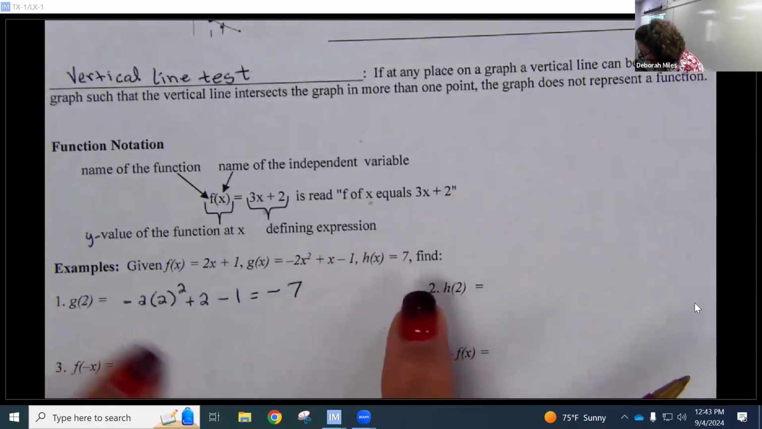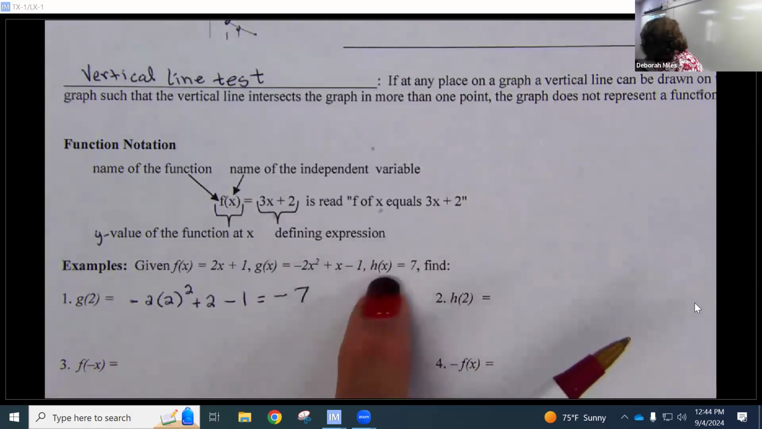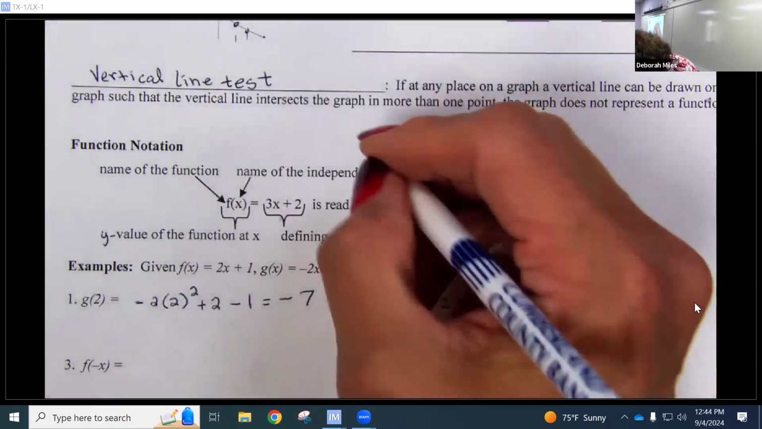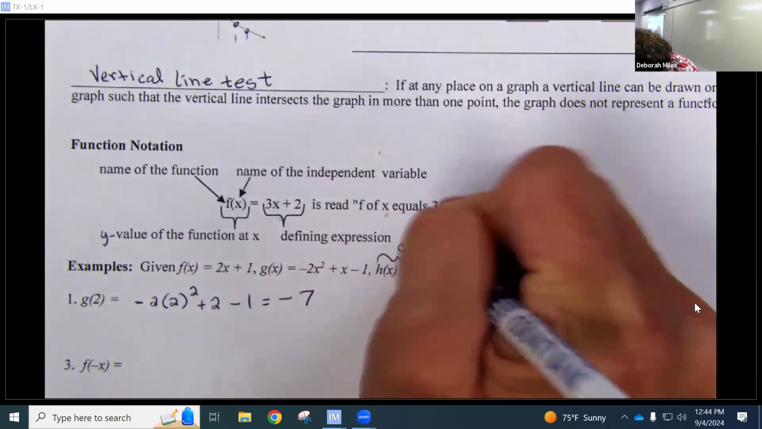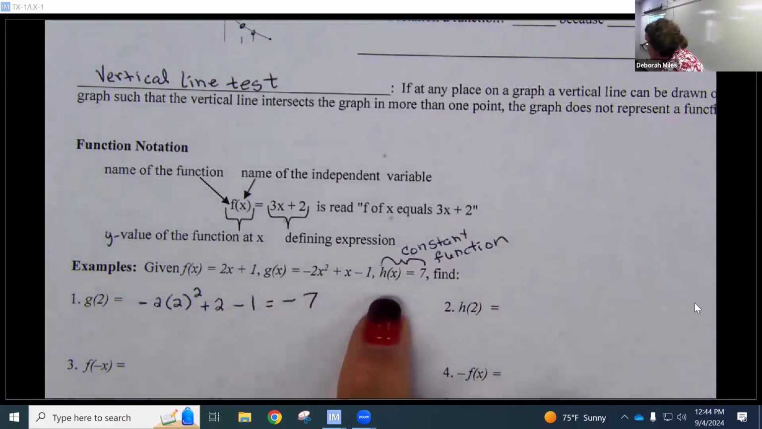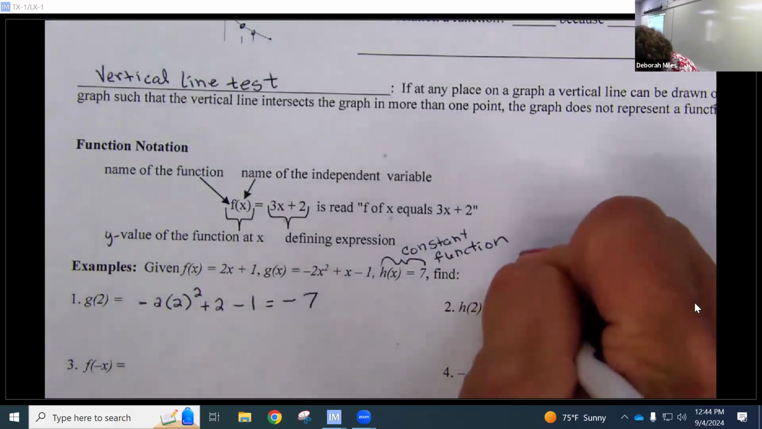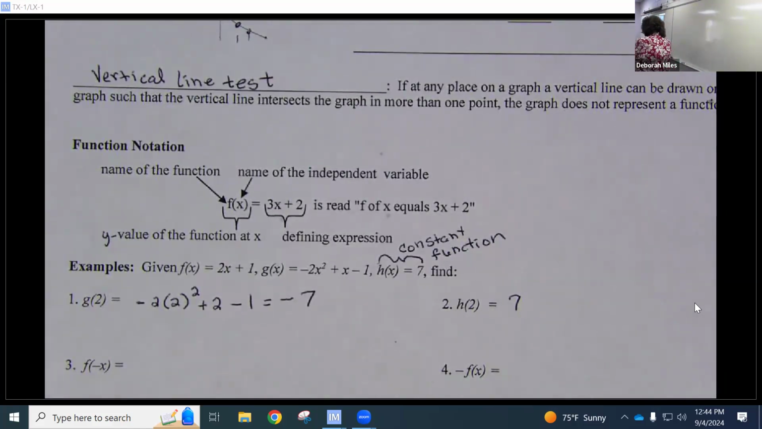Number 2 says find h of 2. That means put 2 in place of all the x's in the function h. Well, function h is a weird little function. Sometimes we call it the constant function, because no matter what you put in, h always spits out 7s. If you put in a 2, h will spit out a 7. If you put in a 3, h will spit out a 7. Anytime you have a function that always gives you the same number, that's called a constant function.